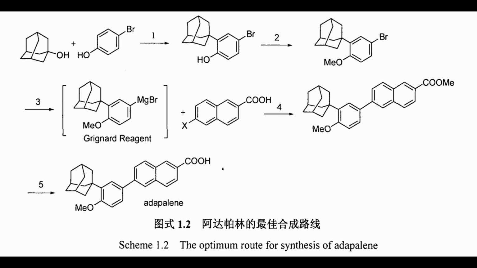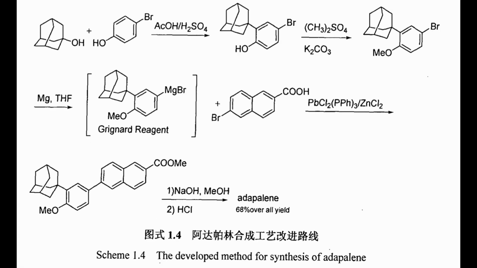less likely to fail. The synthesis is a four-step conversion pathway starting from 1-adamantanol and 4-bromophenol, which undergo a Friedel-Crafts alkylation followed by a phenol methylation to obtain the intermediate. This intermediate is then coupled with methyl 2-bromo-6-naphthoate in a modified Negishi coupling to obtain the adapalene ester, which is hydrolyzed to afford adapalene. Sounds simple enough and high-yielding, right?